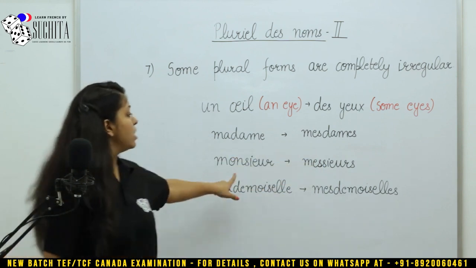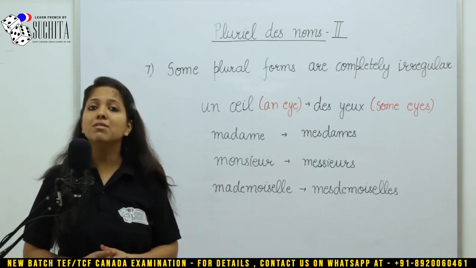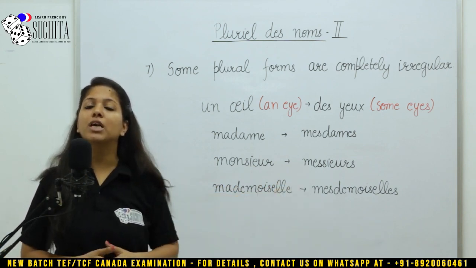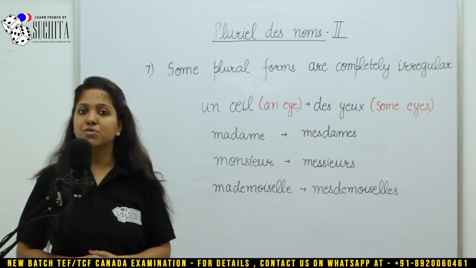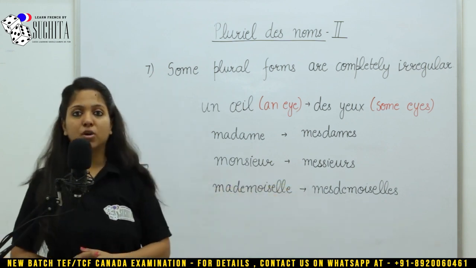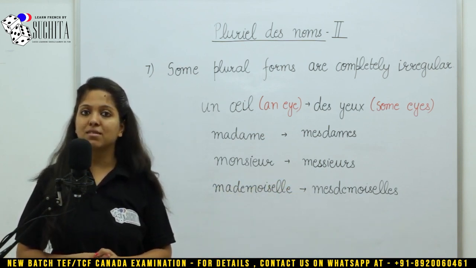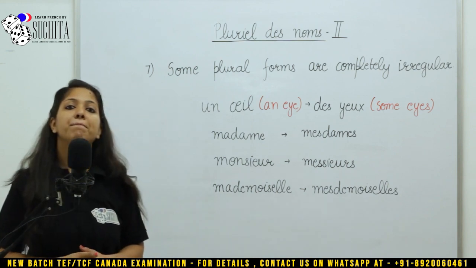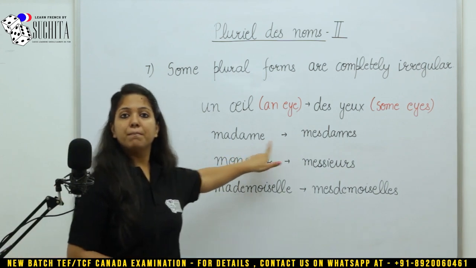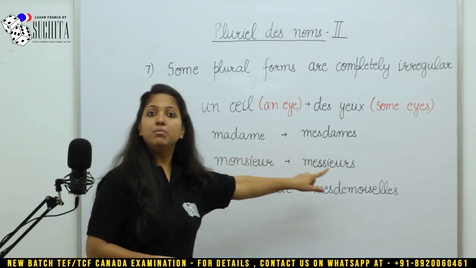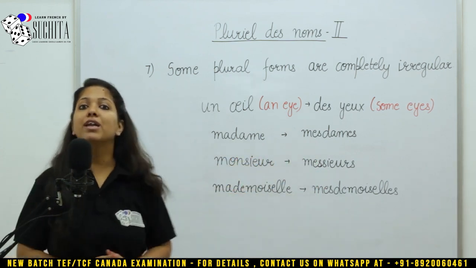Okay. The next is monsieur. Monsieur, which means Mr., or it also means sir. Now in order to make it plural, the word completely changes and it becomes messieurs. The pronunciation is same, monsieur and messieurs, and it becomes sirs. Okay. The next is mademoiselle. Mademoiselle, which means miss. In order to make it plural, it becomes mesdemoiselles. So madame, mesdames, monsieur, messieurs, mademoiselle, mesdemoiselles. So these are few irregular nouns.